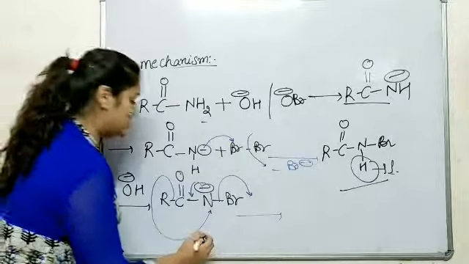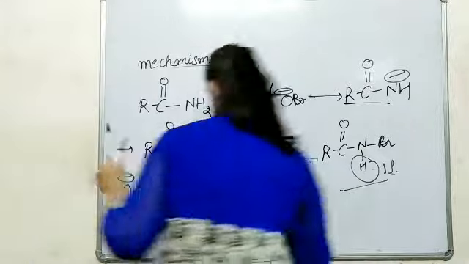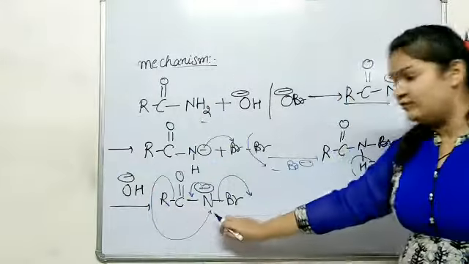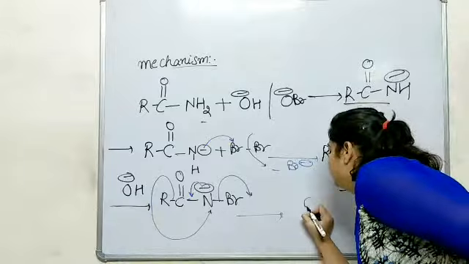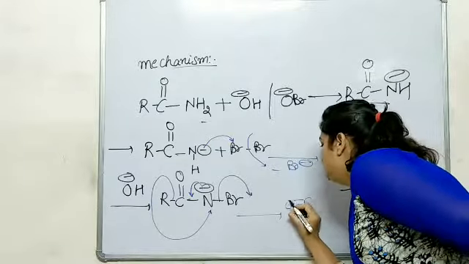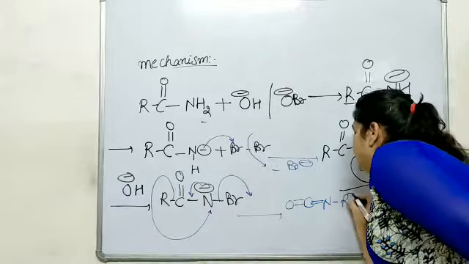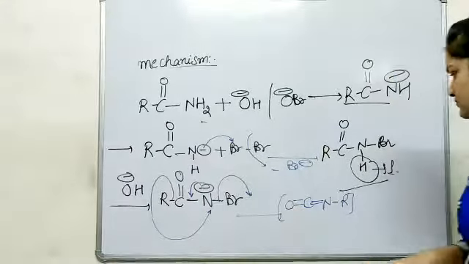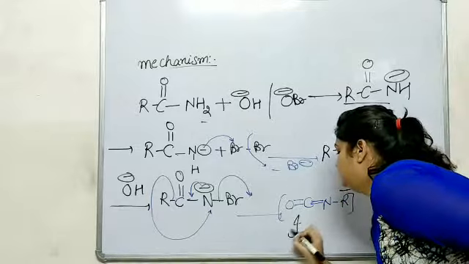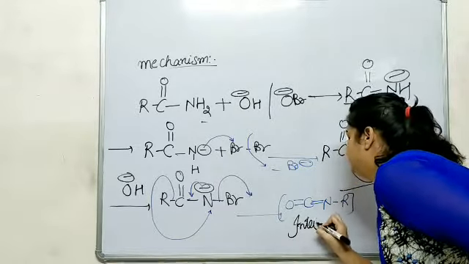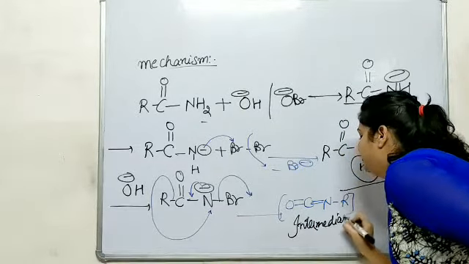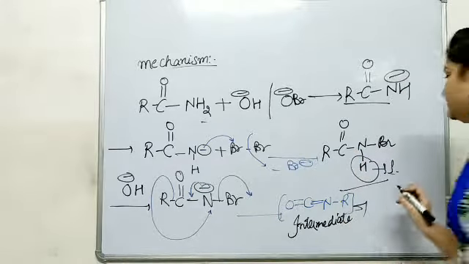So when this R group shifted towards the nitrogen, we are left with R N double bond C double bond O, and it is our intermediate, which is called isocyanate.